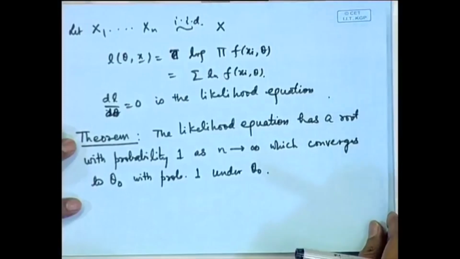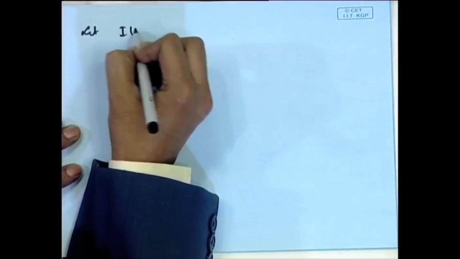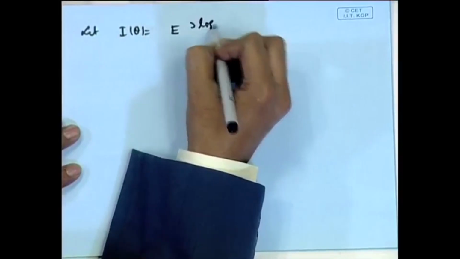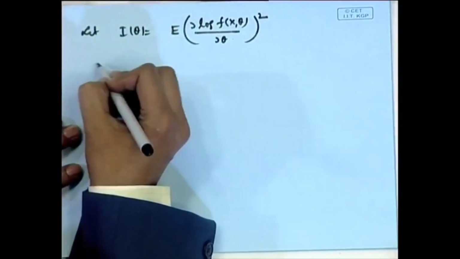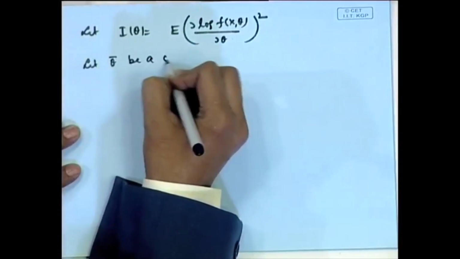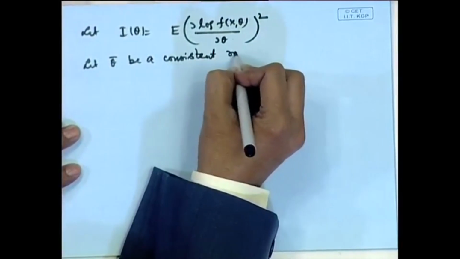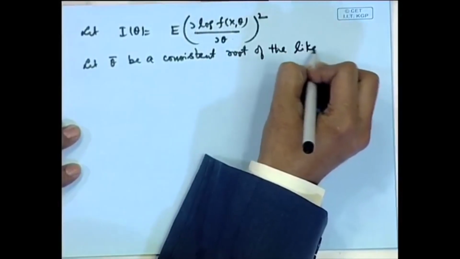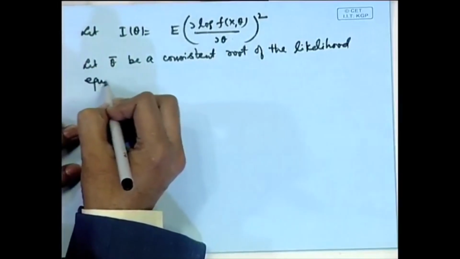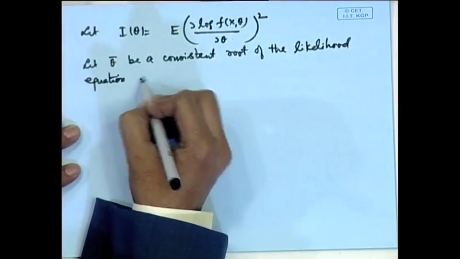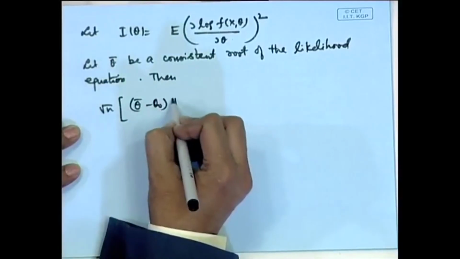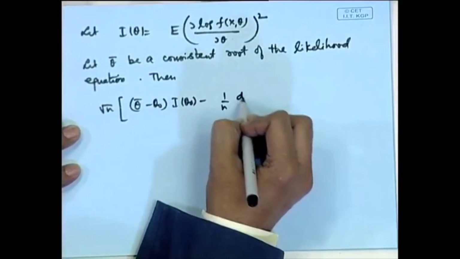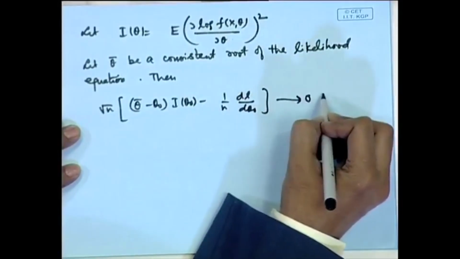The second thing is that the asymptotic distribution is also normal. So, if I define say I(theta) as the expectation of (del log f(x, theta) by del theta) whole square, which is actually called the information, let theta bar be a consistent root of the likelihood equation, then, so we are continuing with those assumptions, the asymptotic distribution of theta bar is normal.